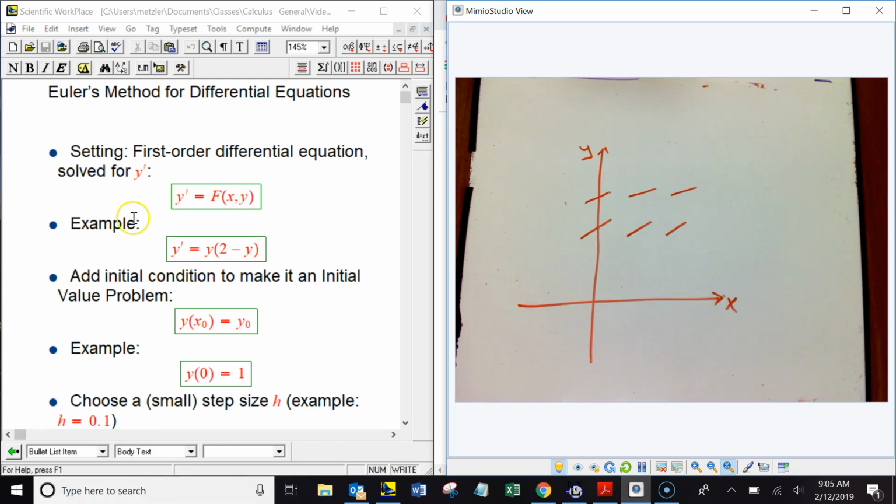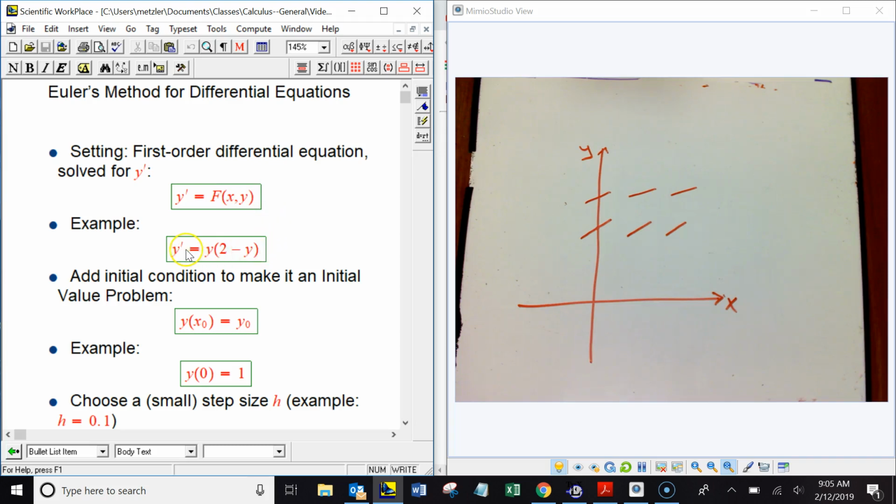So specifically, the setting is for a first order differential equation. You can adapt it to higher order, but we're not going to talk about that. And we've got to have it in a form where it's solved for y prime. So a very standard form: the derivative of our mystery function is some given expression in terms of that function and the independent variable x.